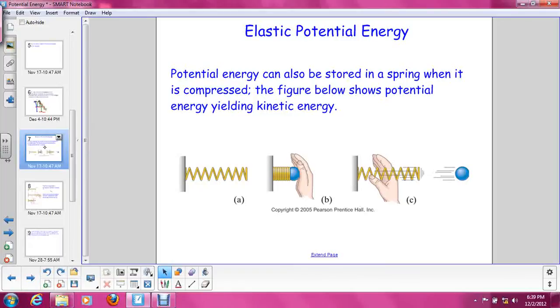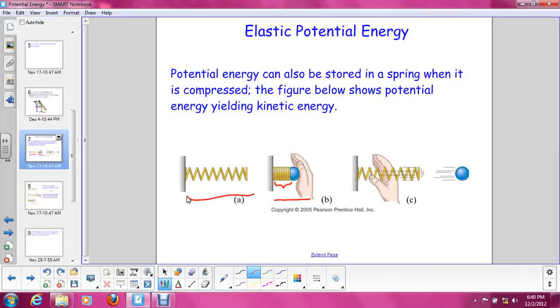The other kind of potential energy that we're going to talk about is elastic potential energy. And this is where the spring and the elastic from the examples in the beginning come from. Potential energy can also be stored in a spring when it is compressed. And the figure below shows the potential energy. So if this is our spring and it's just hanging out, it's not going to do work on anything. But if a hand comes along and squishes the spring so that it is much shorter, there's a bunch of stored energy in that spring now. That is what we call elastic potential energy.